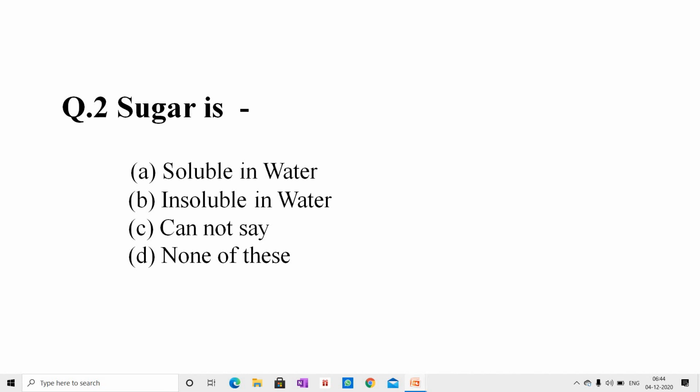Question number 2. Sugar is option A, soluble in water. Option B, insoluble in water. Option C, cannot say. Option D, none of these. And the correct answer is option A, soluble in water.